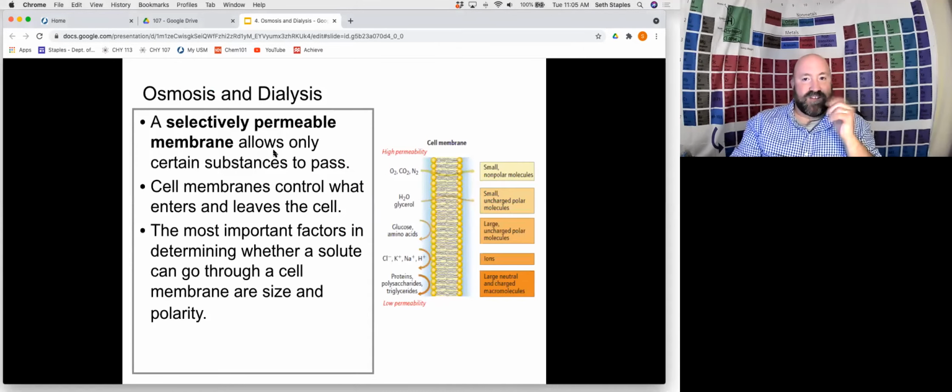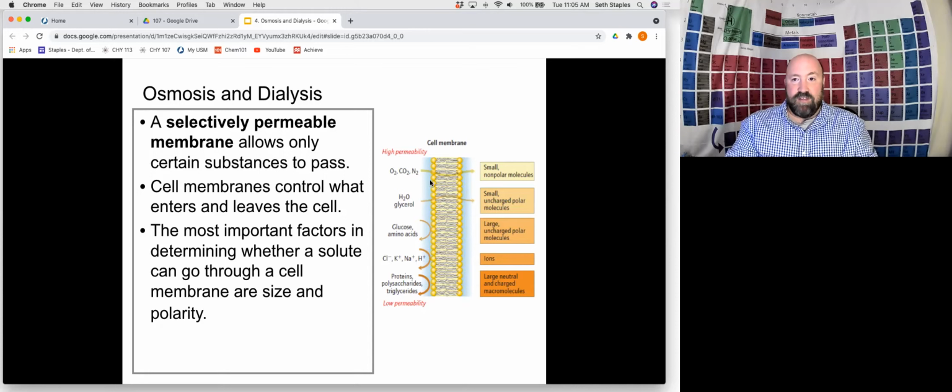And so, as I said, the selectively permeable membrane means that only certain substances are allowed to pass across the membrane, and that cell membranes will control what actually enters and leaves the cell. Some of the most important factors in determining whether a solute can cross or not are the size of the molecule and the polarity of the molecule.